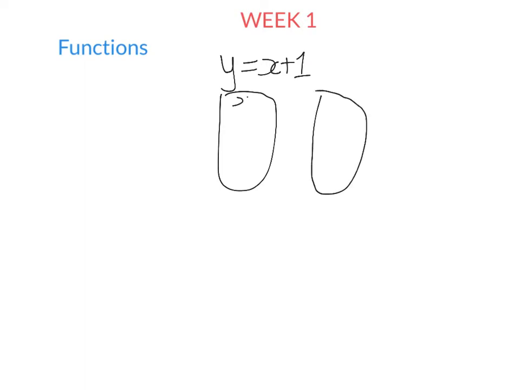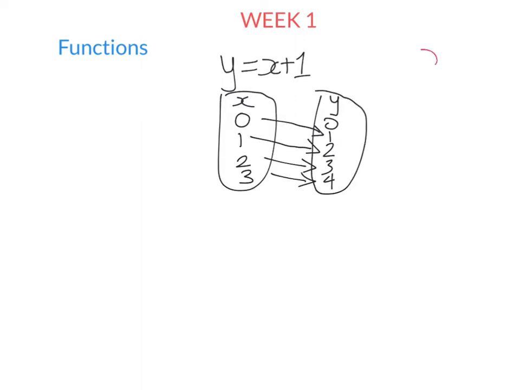So let's start with functions. If you have an equation like y equals x plus 1, I want us to start thinking of this as a map. So what we have is a set of x values and we map those x values to y values. For example, if we had x is equal to 0, it would map to y equals 1, x equals 1 gets mapped to 2, and so on like that.